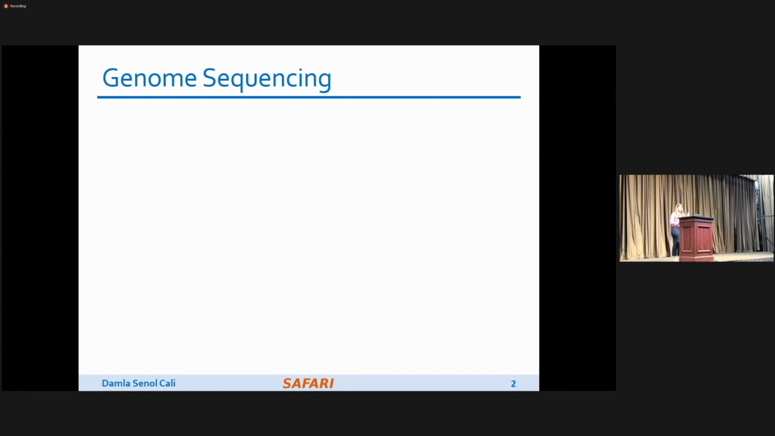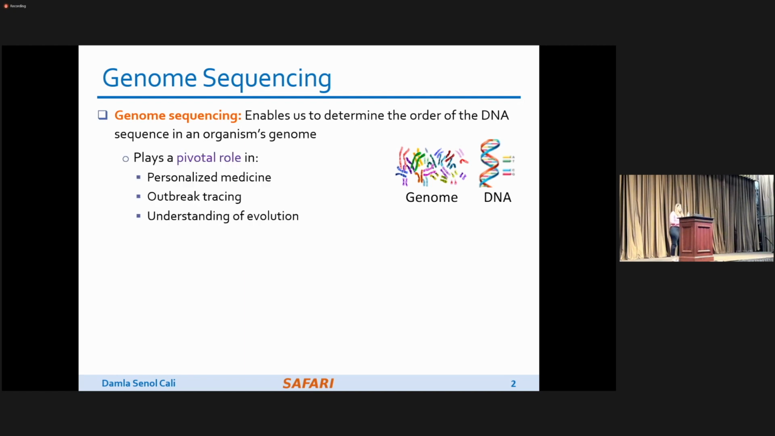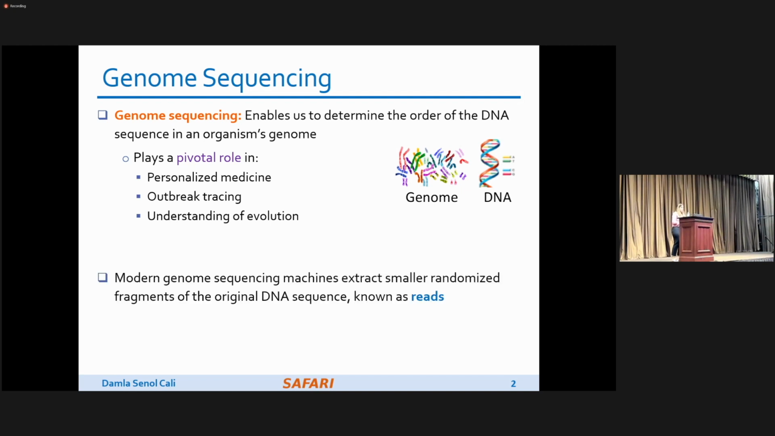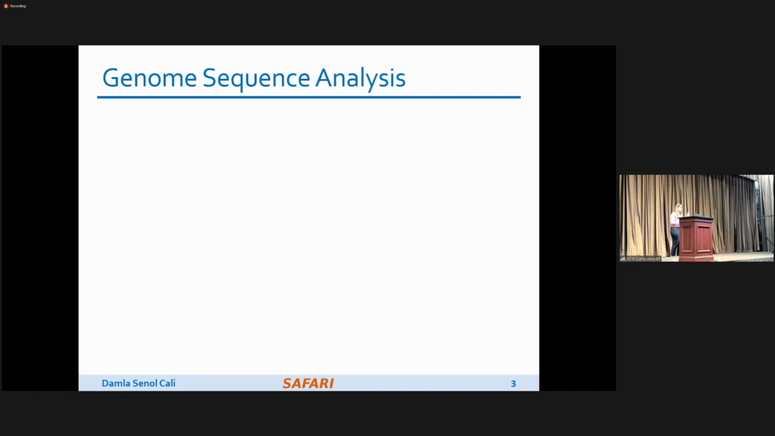Genome sequencing, which enables us to determine the DNA sequence of an organism, plays a pivotal role in areas such as personalized medicine, outbreak tracing like COVID-19, and the understanding of evolution. Modern genome sequencing machines extract small randomized fragments of the original DNA sequence, which we call reads. And state-of-the-art sequencing machines either produce short reads or long reads.